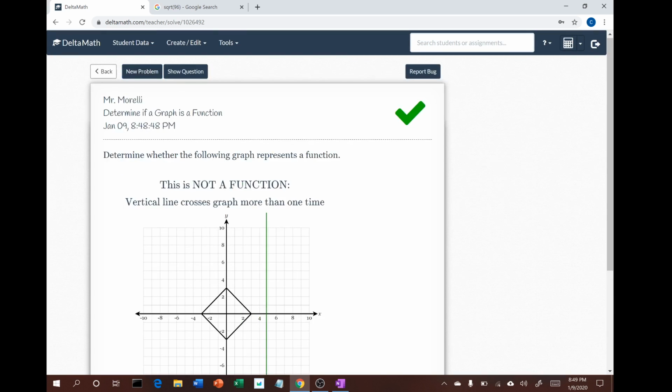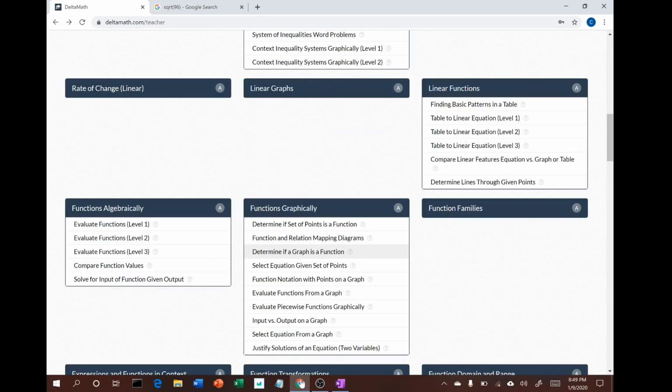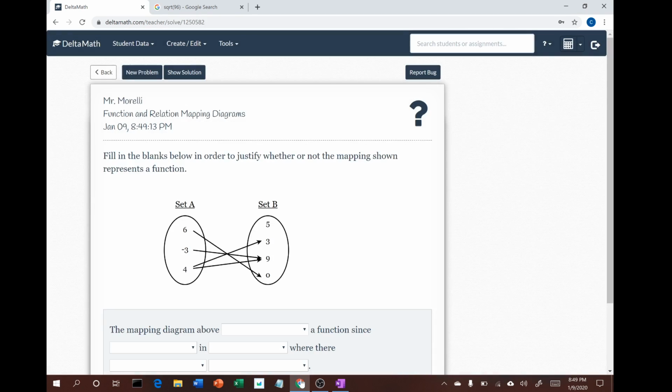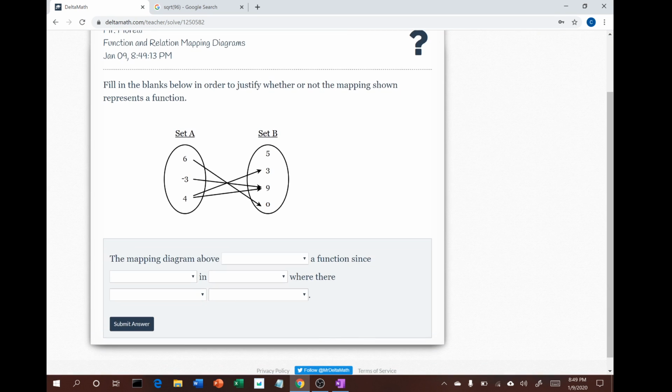All right. So I am excited about Delta Math because it's free. Let's see, select equation, function notation with points on a graph, evaluate functions from a graph, and so on. Function mapping, let's see if they have the maps. I love it, yes. Okay, so fill in the blanks.